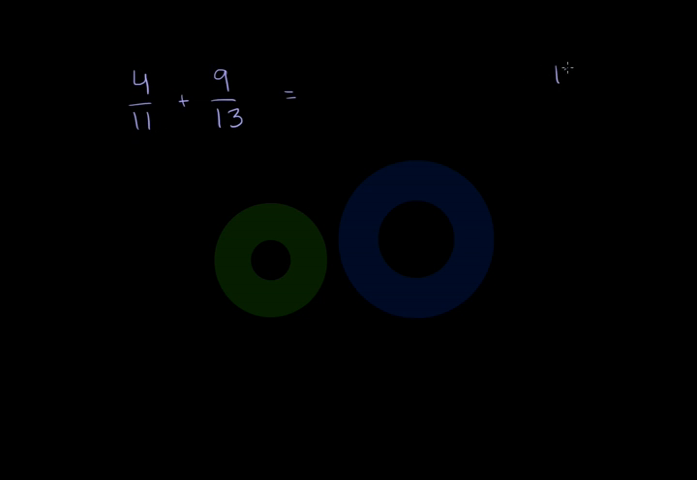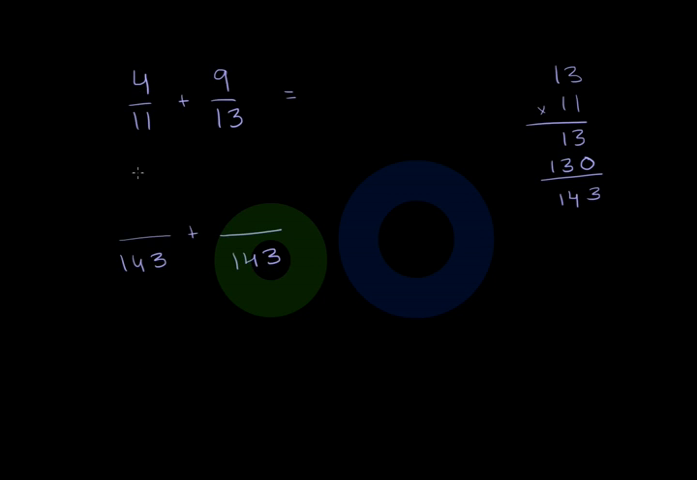So we could say 13 times 11. 13 times 1 is 13. 13 times another one is 13, or you could say 13 times 10 is 130, and we get 143. So that's going to be our common denominator. So I'll write it over here. So something over 143 plus something else over 143.